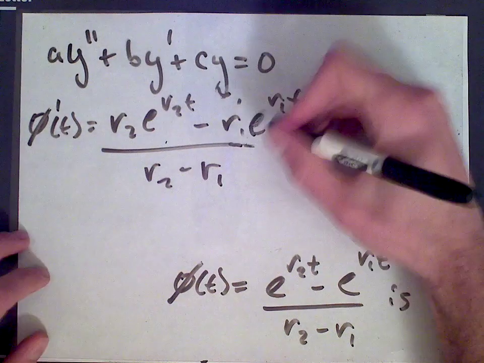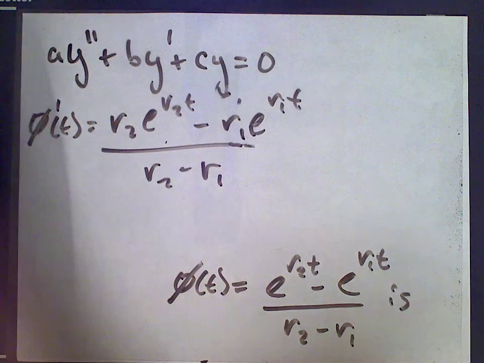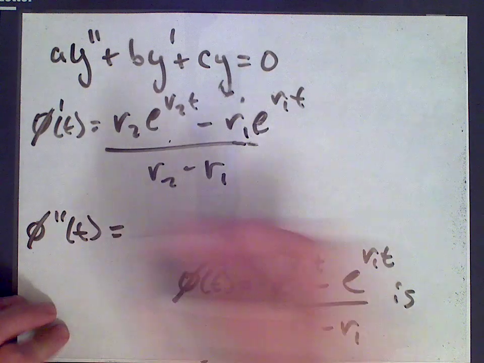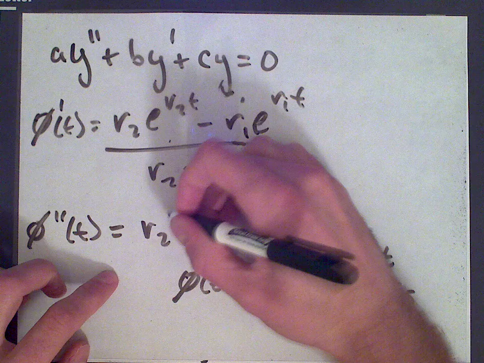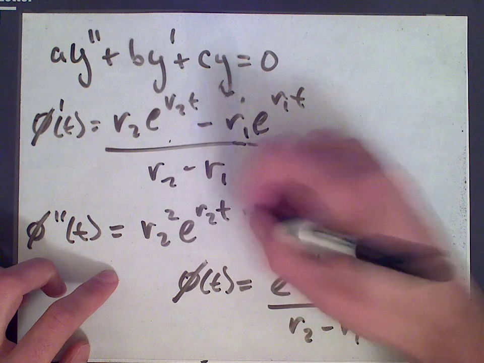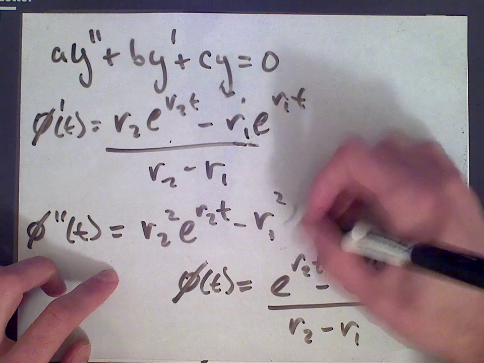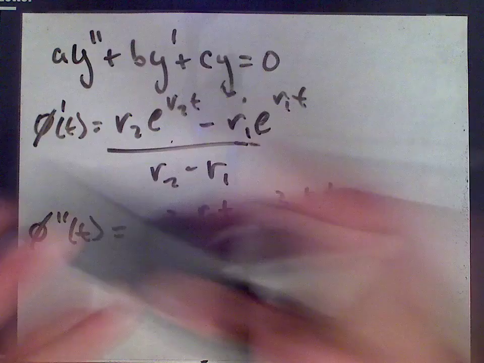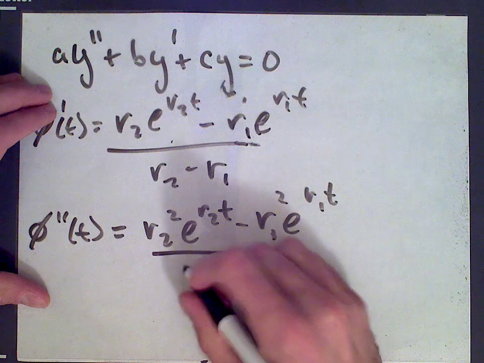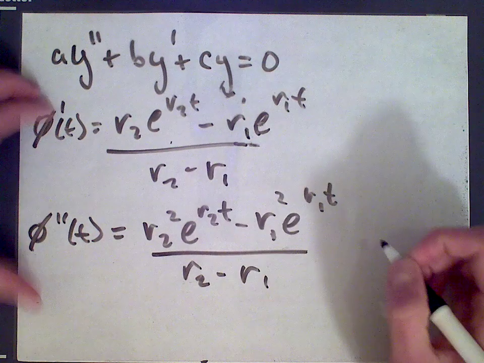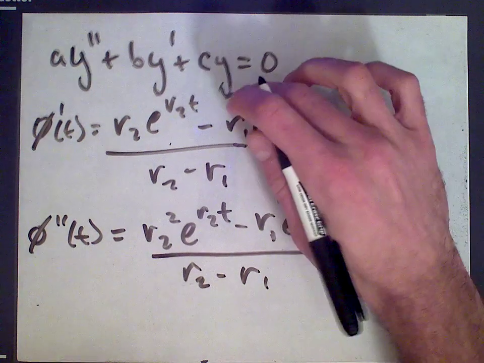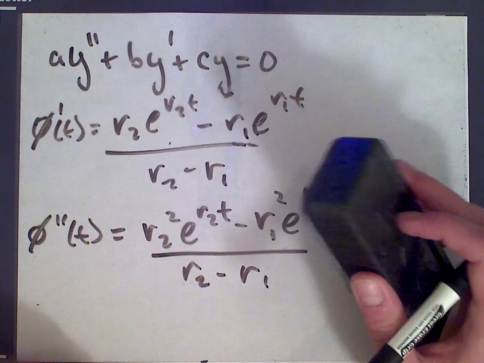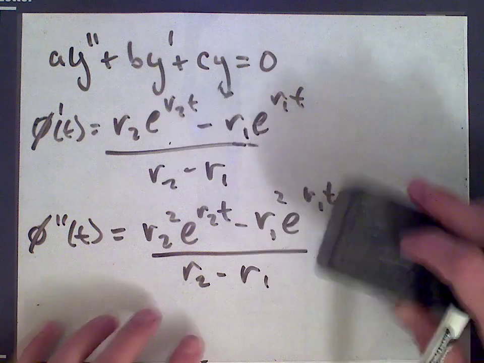Okay, so what is theta double prime? It is going to be r2 squared e to the r2t minus r1 squared e to the r1t, divided by r2 minus r1. Now I'm going to have to erase theta for a minute. Okay, so let's plug everything in. You can copy these down if you like. I'm going to erase them and plug them into the differential equation above.